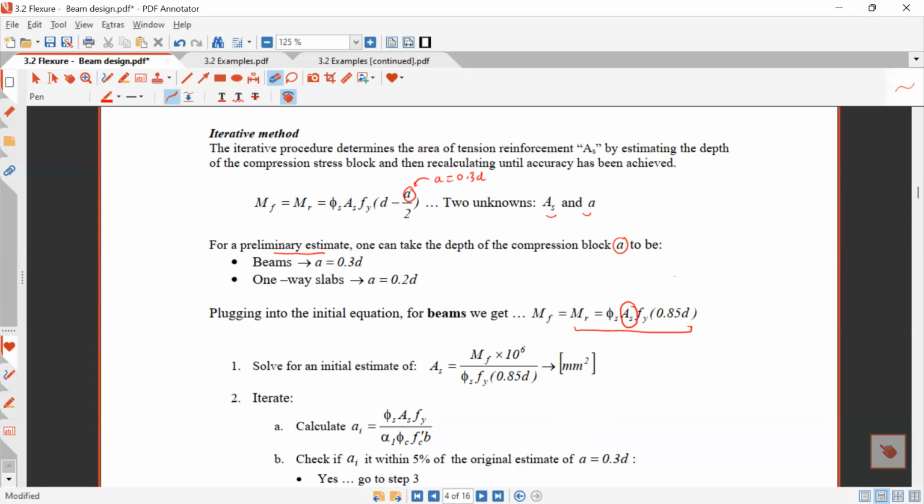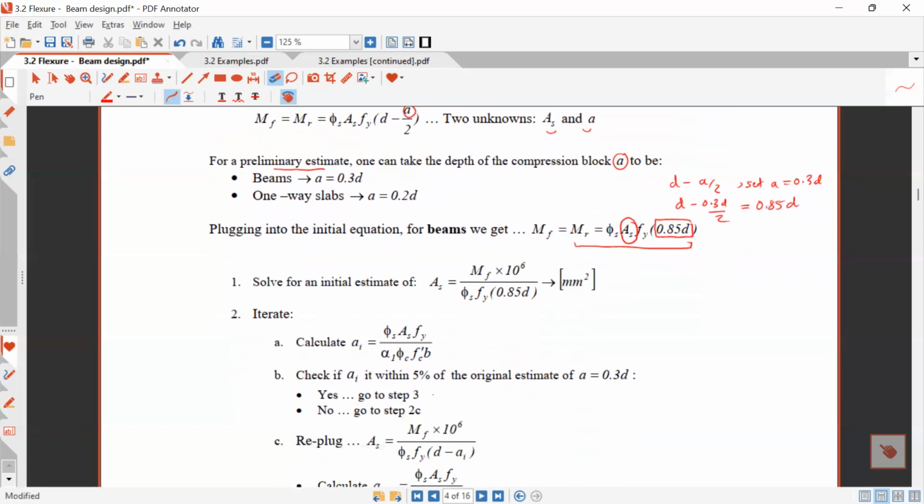So here, what did I do? I did D minus A over 2, and then I set A equals 0.3D. This is just going to be D minus 0.3D over 2, so it gives me 0.85D. Everybody saw where I get this? It's an estimate for A that I'm putting in there that gives me this equation. Once I know this, I can just rearrange and solve for AS.